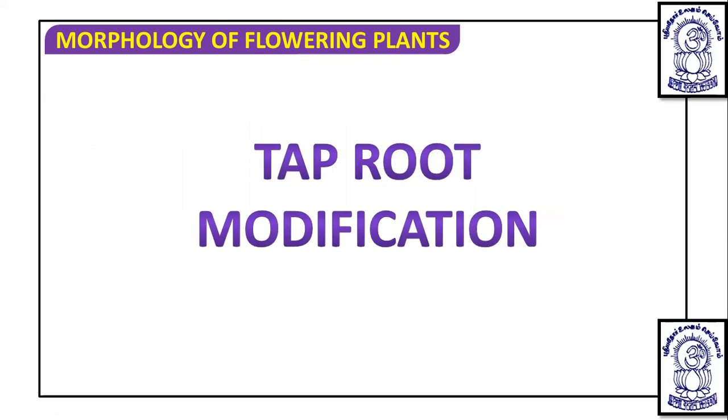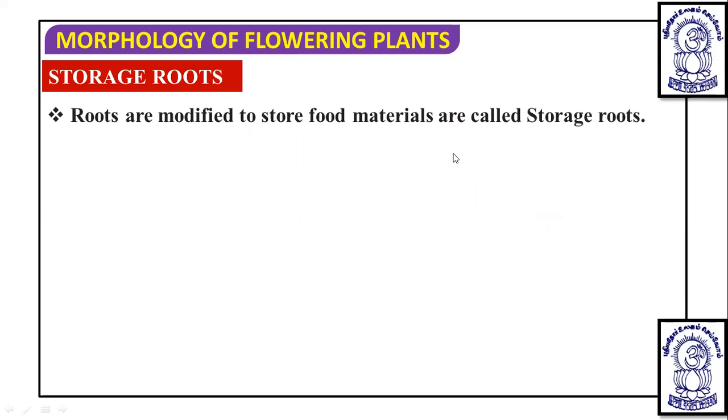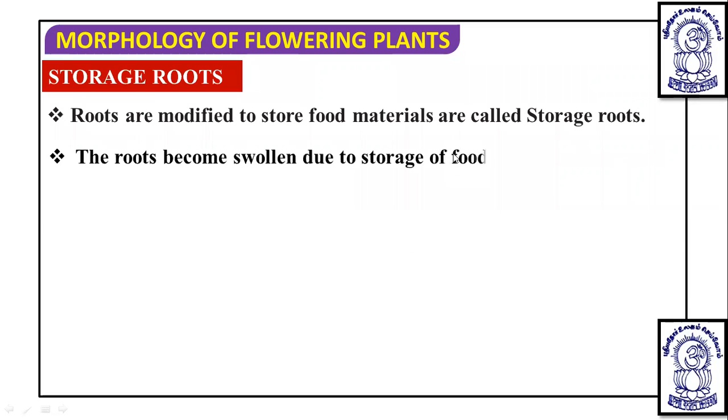So in this, first we are going to talk about the taproot modification and then we will discuss the adventitious root modification. In taproot modification, dear students, first, taproots are modified for the storage of food. So they are known as storage roots or storage taproots. Roots modified to store food material are called storage roots, and the root becomes swollen due to the storage of food.